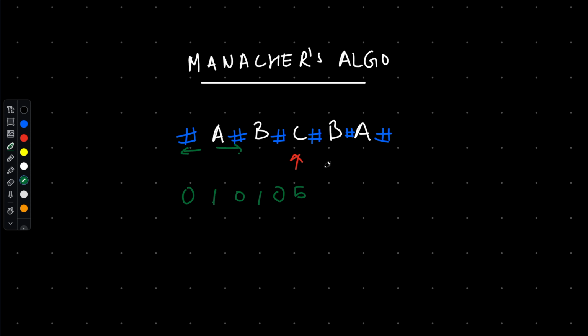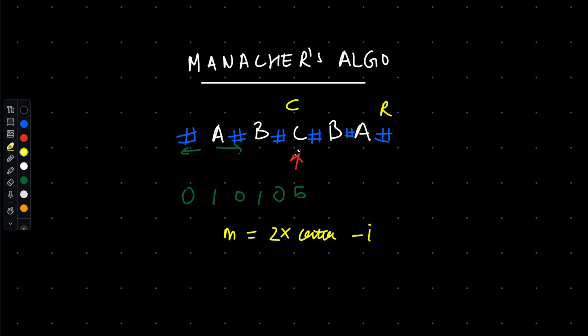Now this is where mirroring comes into play. If you are inside a palindrome string and there are no other palindromic substrings, you can calculate the length of the palindrome substring centered at this hash using the already calculated value from the mirror. Here we can say C is the center and the right boundary of this is at this hash. To calculate the mirror, we use the formula mirror m is equal to 2 into center minus i. i is the index of the current character.